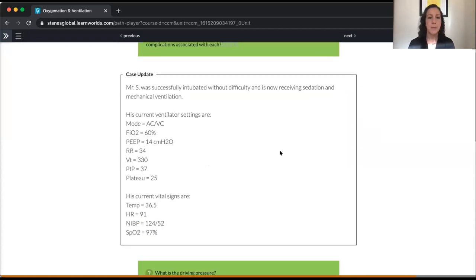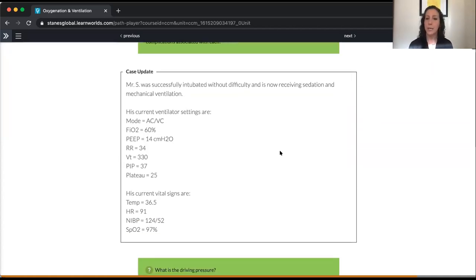Very good. Mr. S was successfully intubated without difficulty and now is receiving sedation and mechanical ventilation. His current ventilator settings are ACVC, FiO2 of 60% and a PEEP of 14, oxygenation; respiratory rate of 34 and a tidal volume of 330, ventilation. His peak inspiratory pressure is 37. His plateau pressure is 25. His current vital signs are temperature of 36.5, a heart rate of 92, non-invasive blood pressure. I put NIBP because sometimes we have arterial lines, so then I would put ABP, okay? When I'm using a blood pressure cuff, it's non-invasive blood pressure, 124 over 52. And his pulse oximeter is now reading 97, which is fine, okay?